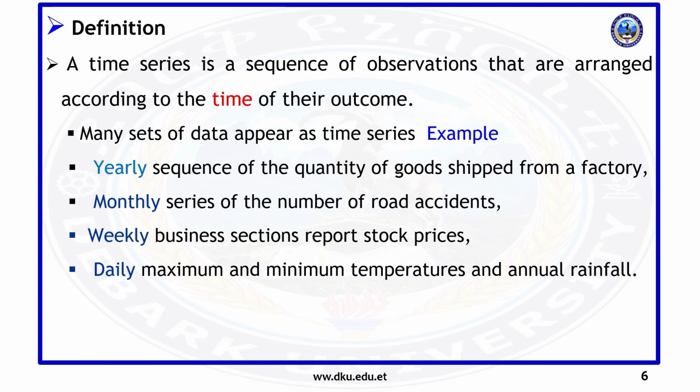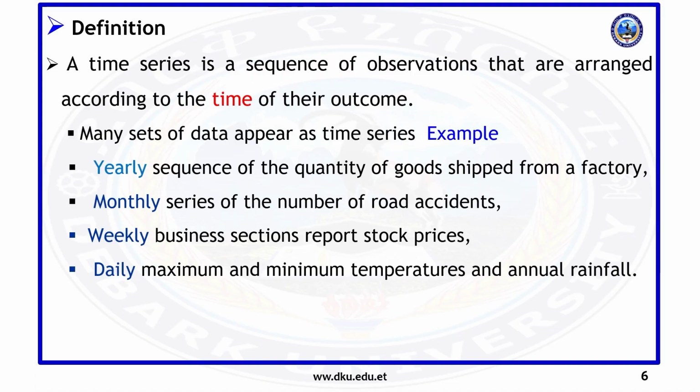Many sets of data appear as time series. For example, a yearly sequence of the quantity of goods shipped from a factory. We can see a trend over several years, such as increasing or decreasing production. The other one may be a monthly series of the number of road accidents. Here we might notice seasonal peaks, like more accidents in rainy months.